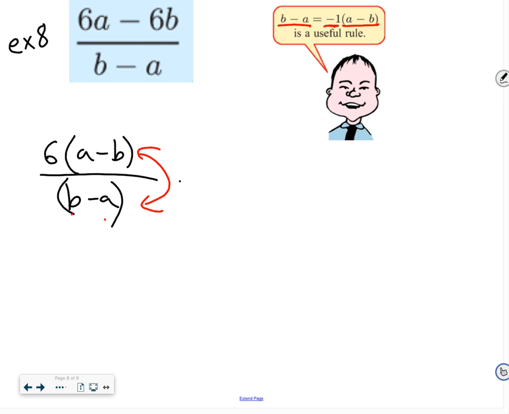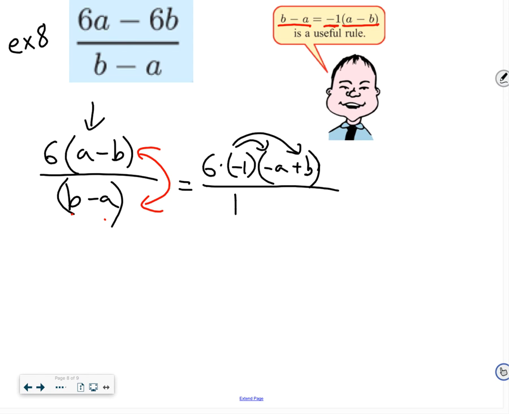So if I do the 6, then factor out a negative 1 up top. Negative 1 times what is a? Well, that's negative a. Negative 1 times what is negative b? I get plus b. And I can see if I distributed this back through, it would be the same as here. Now on the denominator, I'm just going to leave this as b minus a.